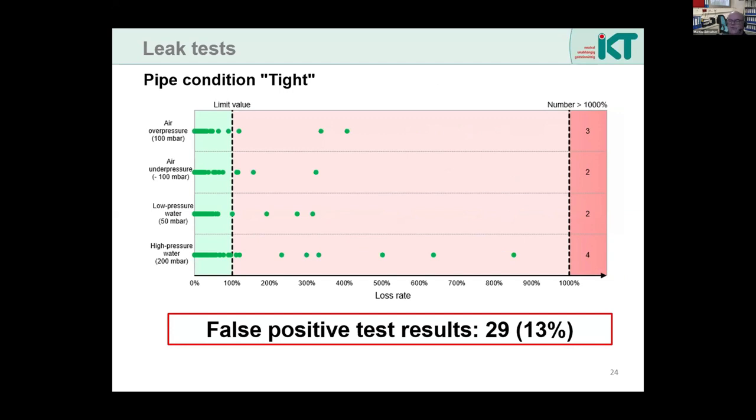This is not a problem for the environment, but it's a big problem for the sewer owner, because he has to repair a tight pipe, because the test says the pipe is untied, and then it could happen that the company says, okay, we have to put in a liner, a short liner, or something else. And so it's not a problem for the environment, because the rate that an untied pipe is tested tight is very low.